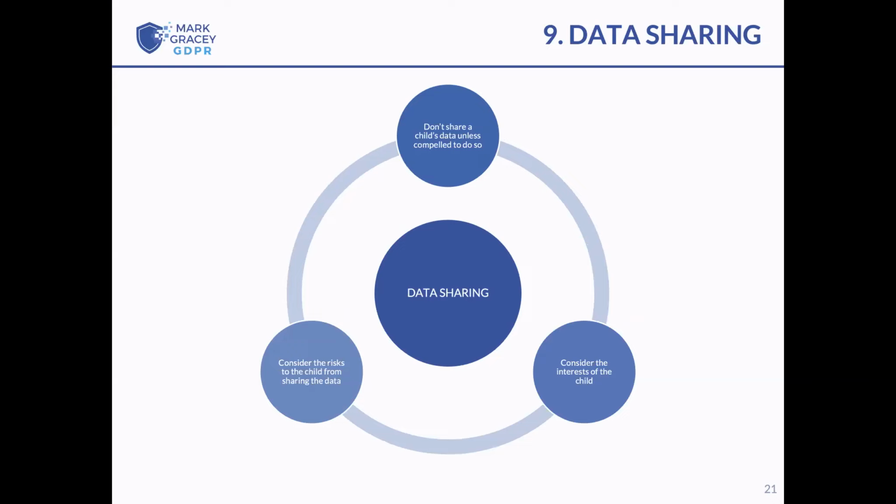Data sharing, again, another typical GDPR element, is about not sharing data with anybody who's not lawfully entitled to see it. And if you do need to share data, then you've got to have a very clear lawful basis for doing so. When it comes to these standards, the ninth standard is about data sharing. Don't share a child's data unless you absolutely have to, always bearing in mind the implications and the interests of the child, and therefore the risks to the child from that sharing.